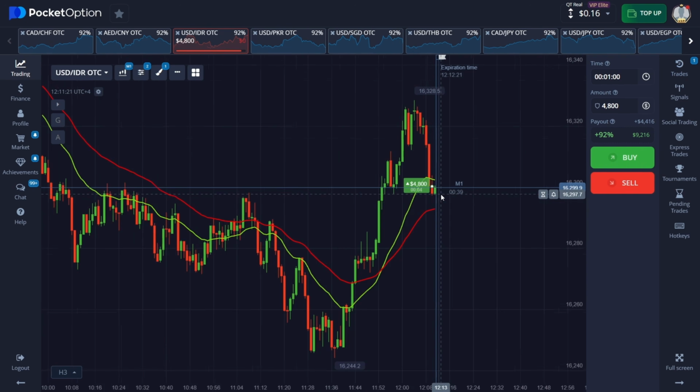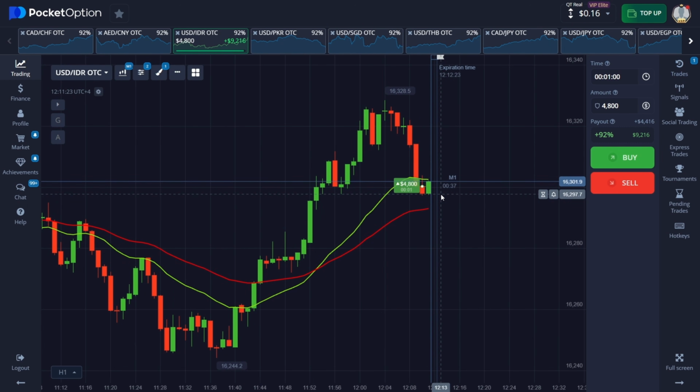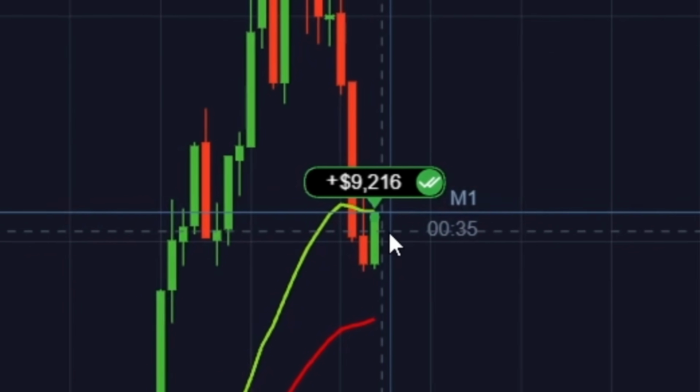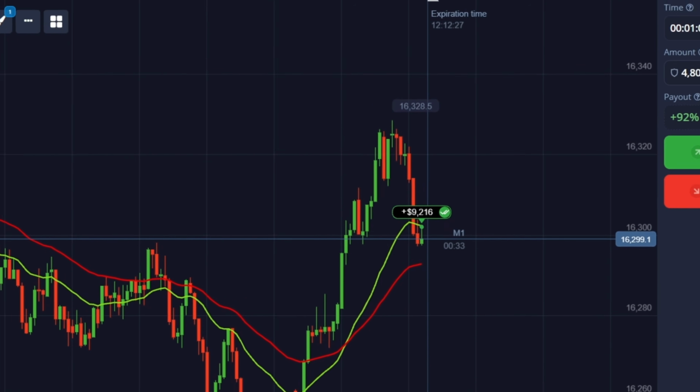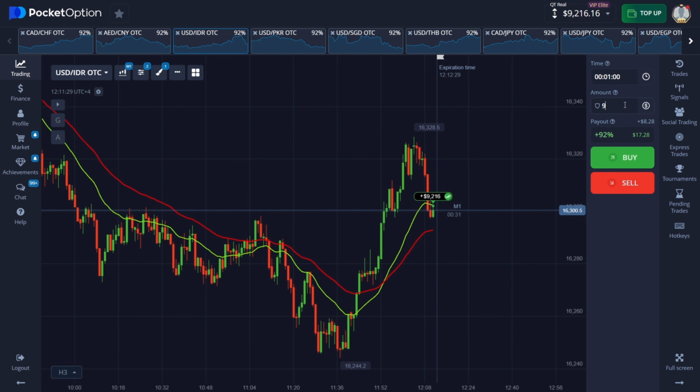With only a few seconds remaining, I won another trade. We won in the last second, but we won it. Now, my balance has turned into $9,216. Let's find a trade for $9,216.